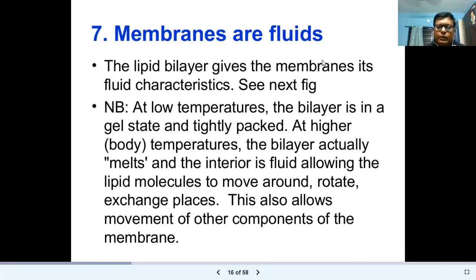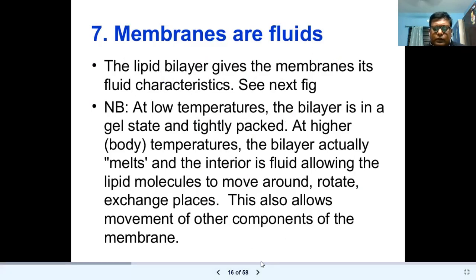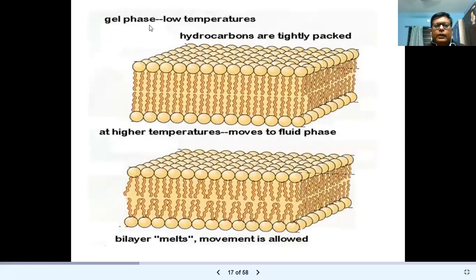So why is it fluid? Because of the movement of the phospholipid molecules. If there is movement of the phospholipid molecules, then they will flow, allowing the molecules to move around, rotate, and exchange places. So this is the fluid nature of this membrane. Now, at low temperature, it looks like a gel-like phase, so hydrocarbons are tightly packed, and at higher temperature, it moves to the fluid phase.